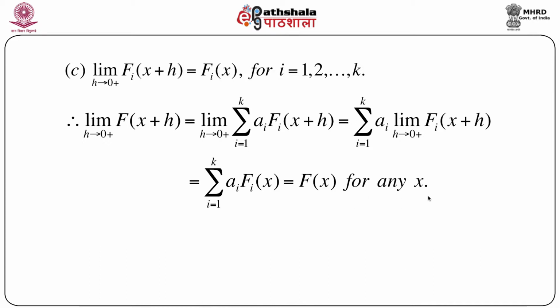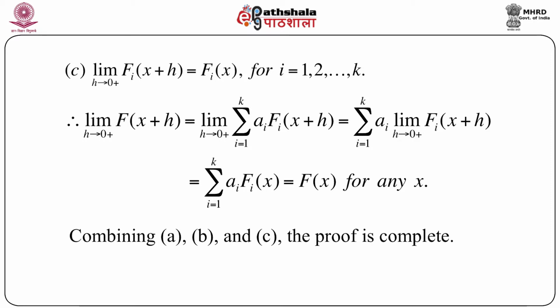Now this is true for any x. We have not put any restriction on x. So capital F is right continuous for every value of x, which means all the four properties of the distribution function are satisfied, and here we can immediately say that capital F is a distribution function. So hence the proof of this is complete. It is very easy to see that we have just checked whether capital F satisfies all the properties of a distribution function, and here the proof goes like that.